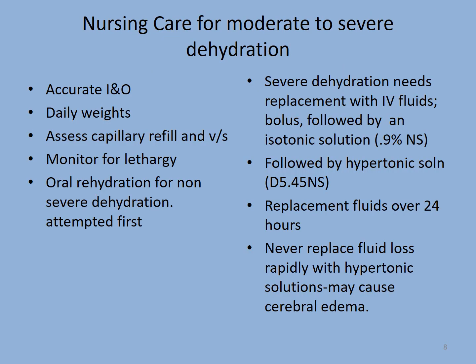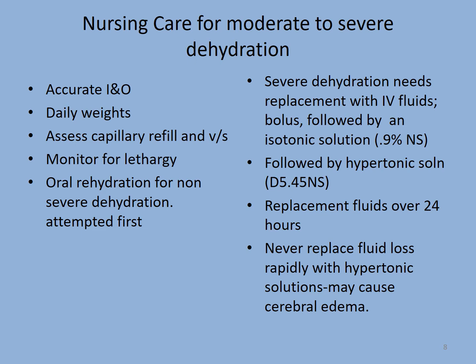So care for a child that's moderate to severe dehydrated. These children will probably be admitted. Sometimes, like I said before, the moderate may not, but we're assuming that they are moderate to severe. Of course, once again, accurate I&O and daily weights is important. Assessing the capillary refills along with their vital signs is very important. We'll watch for signs of lethargy. And if they're moderate and they can keep fluids down, we may start using oral rehydration right in the hospital and see how they do with it.